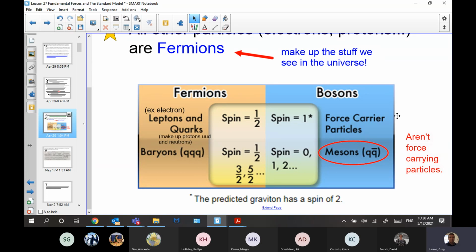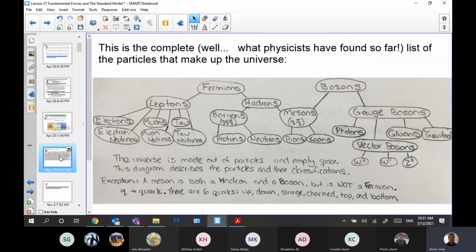In the boson category, we've got the force carrier particles, the exchange particles, but we also have mesons, which are bosons also. So just take this all in as an overall idea for now and be like, okay, there's different categories of particles and there's categories within the categories. These are all categorized based on how they behave and how they interact. So just to give you a better picture, this flow chart helps a little bit.